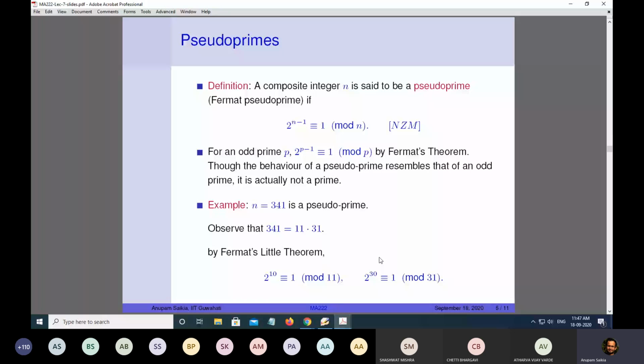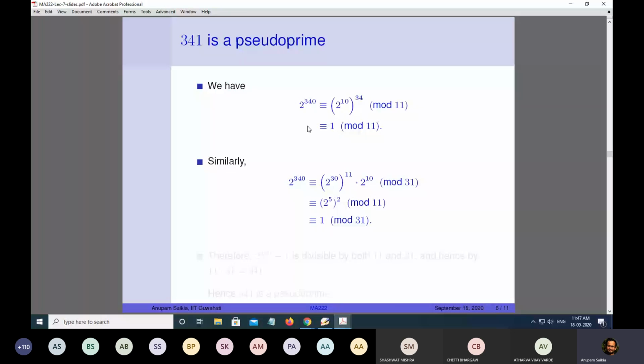2 to the power 340, we are writing it like this: 2 to the power 10 to the power 34, and by Fermat's little theorem, this is 1, so it is 1 to the power 34. Because A congruent to B mod n implies A to the power k is congruent to B to the power k mod n. So we have this. What about 31?